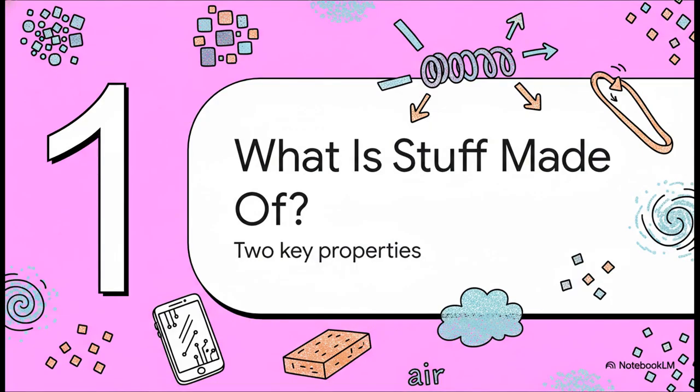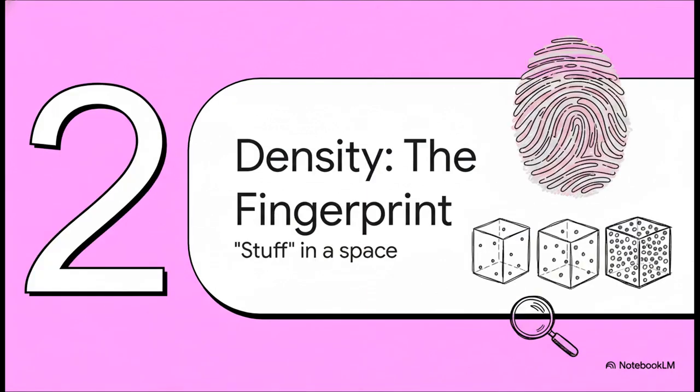So, to really get a handle on our world, we have to ask a really basic question. What is all this stuff actually made of? We're going to unpack the two key properties that define literally every material you can think of, from the air we're breathing to the phone in your hand. Our first building block is density. You can think of it as a material's own unique fingerprint.